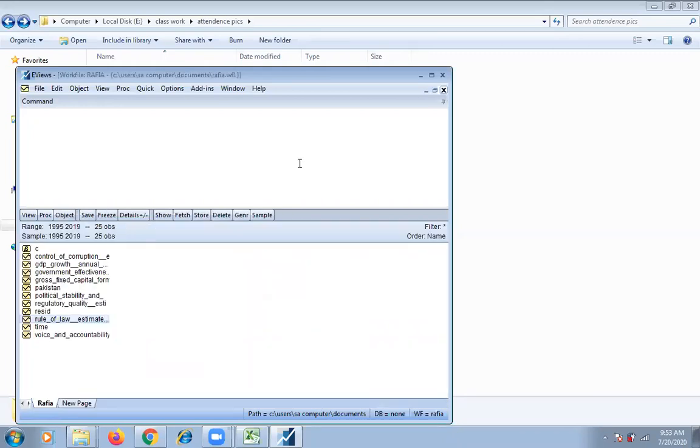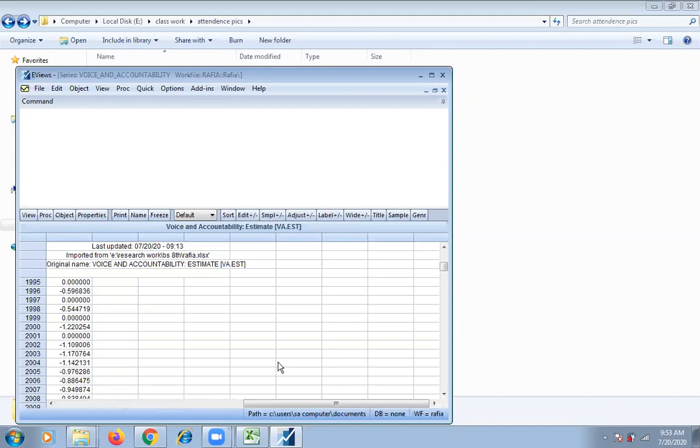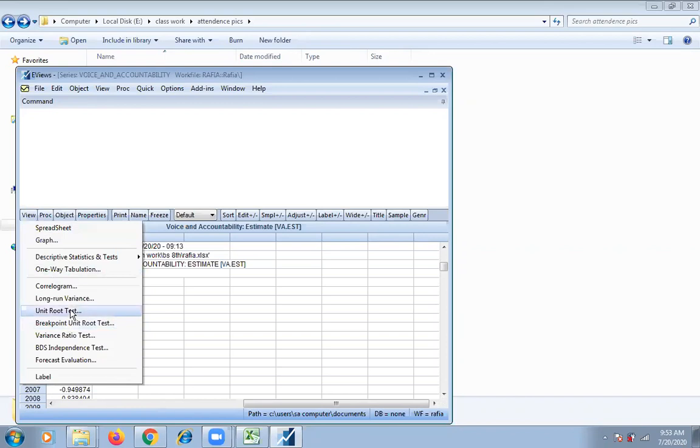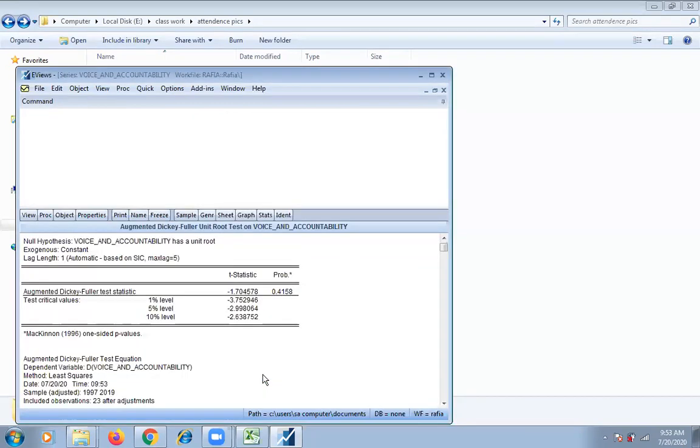At first difference, just one variable, regulatory quality, is stationary at level. The next one is voice and accountability. For the voice and accountability variable, we are going to check stationarity, unit root test, level. Okay. So voice and accountability has a unit root problem at level, because we accept H naught, the null hypothesis. We accept H naught because at the 1%, 5%, and 10% levels of significance, the augmented Dickey-Fuller test statistic value is less than the tabulated value.